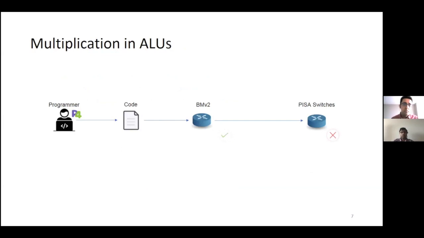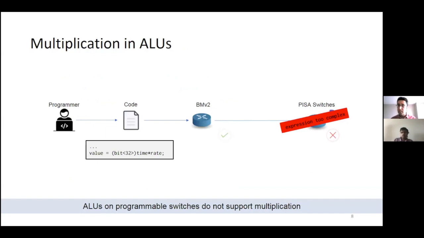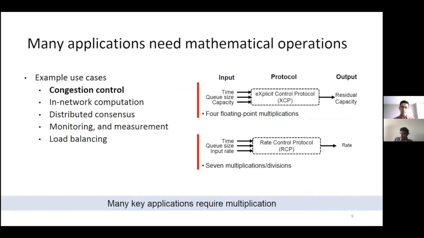So I started writing my program in P4. I tested it on BMv2 and it was working. But when I tried to test it on the Tofino switch, I faced this error, which says "expression too complex." The reason is that the ALU on programmable switches does not support multiplication.